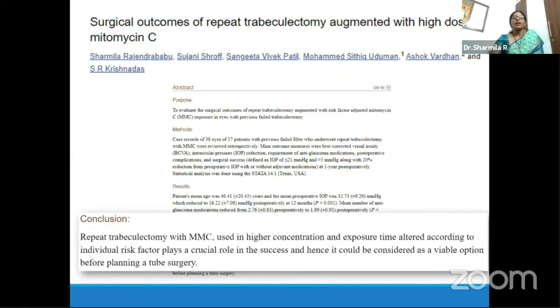This is one of my articles which was published in the Indian Journal of Ophthalmology. We had evaluated 38 eyes of patients who underwent repeat trabeculectomy, and we found that a high dose of mitomycin and altering the exposure time really helped in increasing the success.